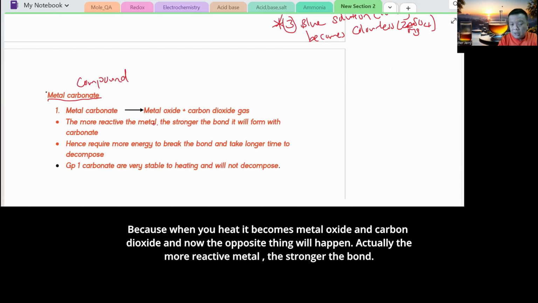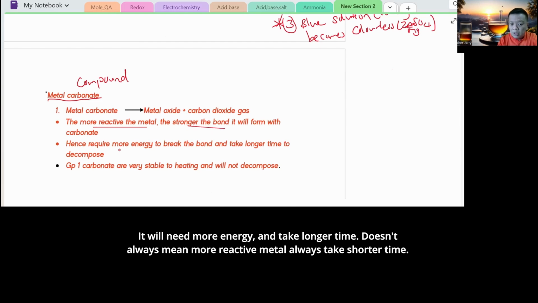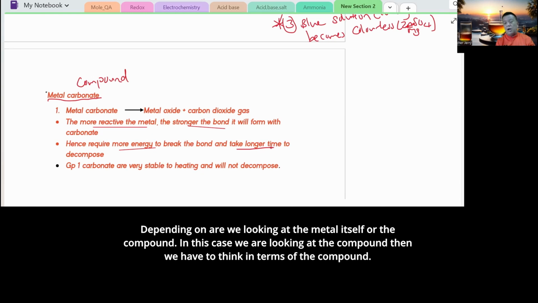Of course, when you heat it, it will become metal oxide and carbon dioxide. And now the opposite thing will happen. Actually, the more reactive the metal, the stronger the bond. So it means more energy, and therefore it will take a longer time. So take note, it doesn't always mean that a more reactive metal takes a shorter time. It depends on whether we are looking at the metal itself or the compound. In this case, looking at the compound, we have to think in terms of compound.